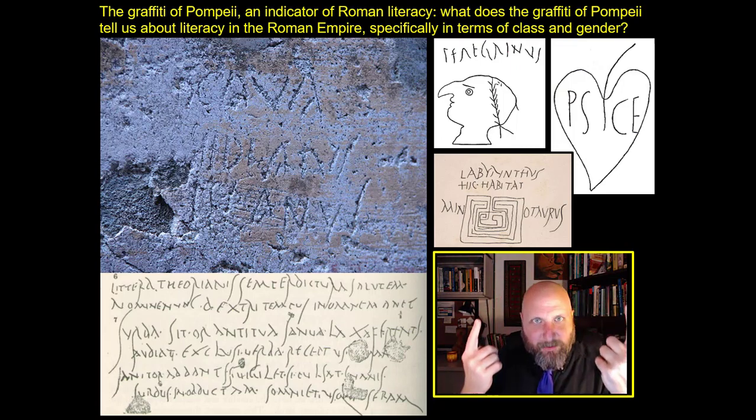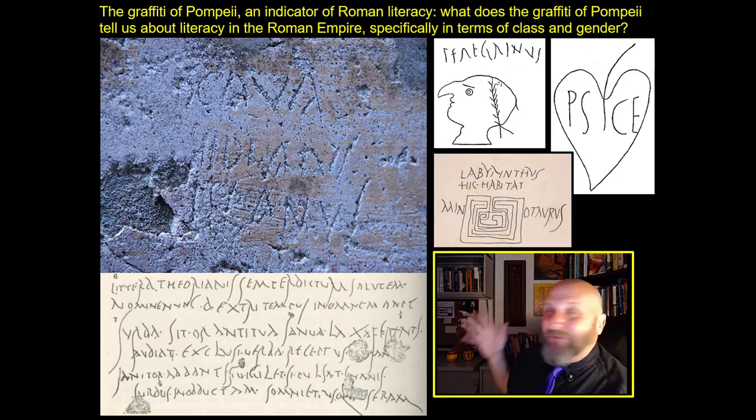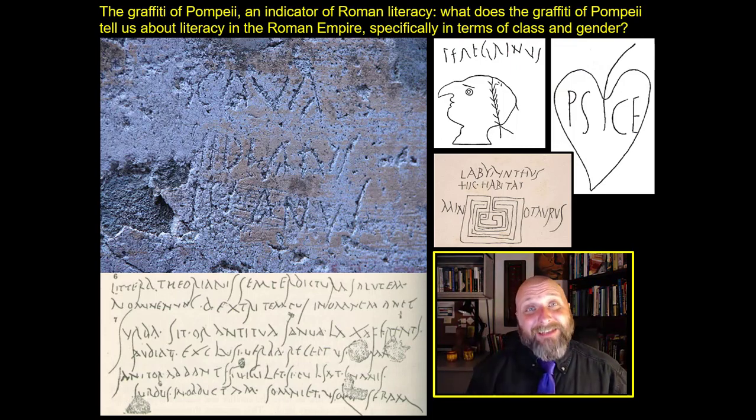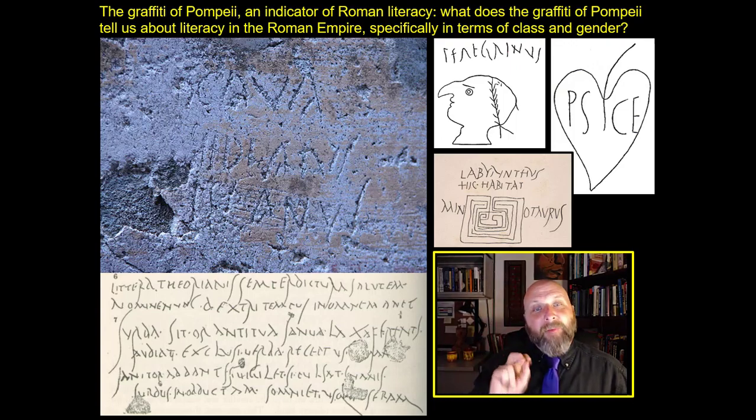Now, immediately what you should be asking is, well, okay, Keith, here is the graffiti itself, but what is the actual content? What are they actually writing on the walls of this Roman city? And before we get to that, I again want to ask you a tiny little research question. And that's the research question right at the top, right up there. The graffiti of Pompeii as an indicator of Roman literacy.